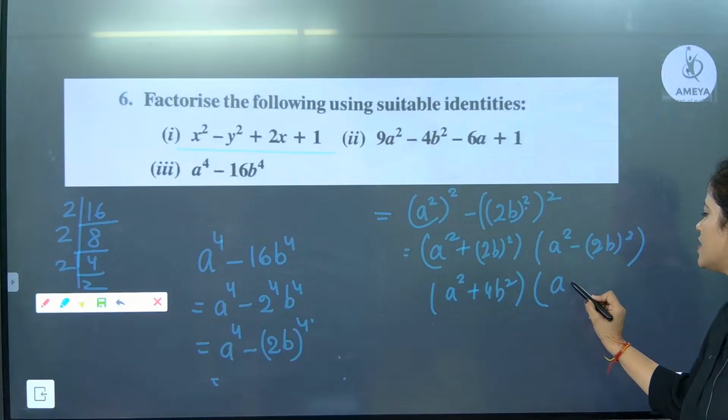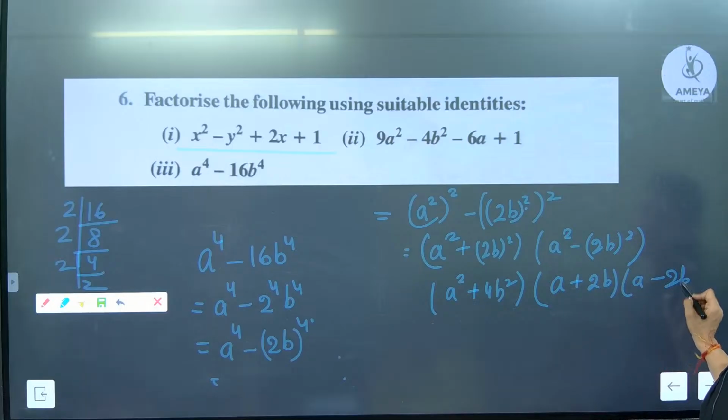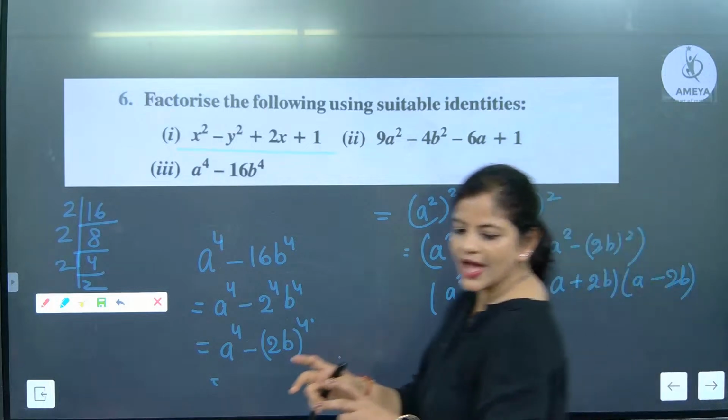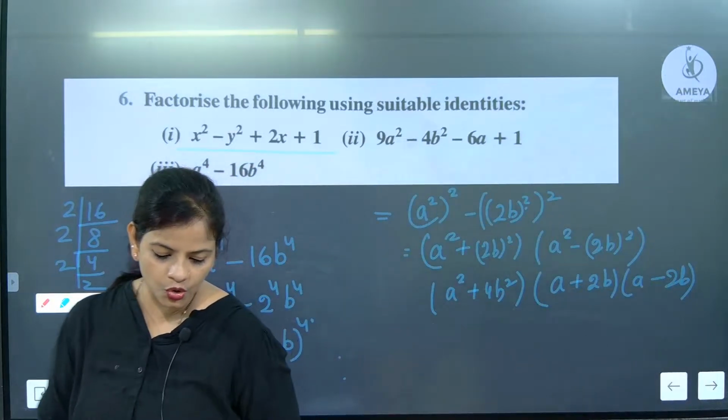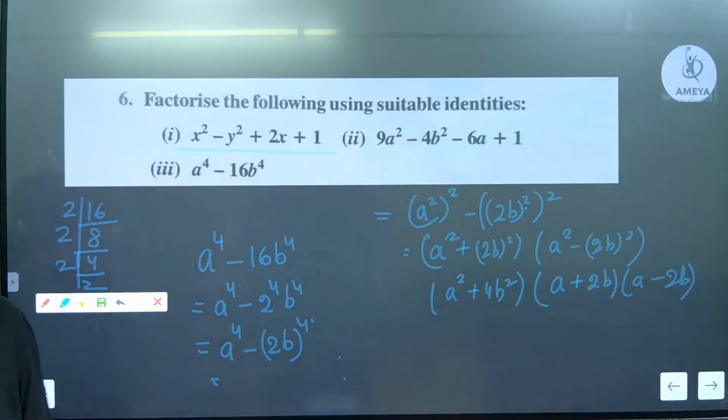Check. One time it will become a plus 2b. One time it will become a minus 2b. A plus 2b and a minus 2b. A plus 2b and a minus 2b. Come on, check this one out.